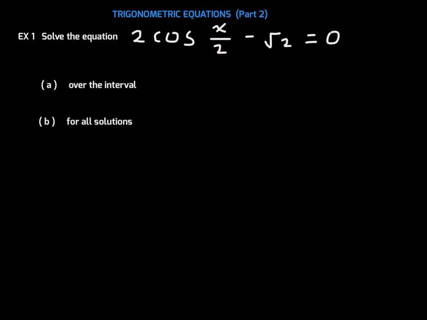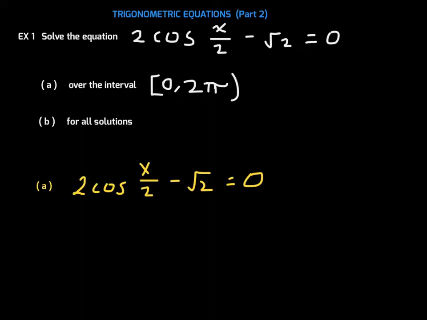But keep in mind, we are solving for x here. The argument happens to be x over 2, but we're solving for x. And there's two parts to this. We're going to first solve this equation for x over the interval 0 to 2 pi. That's the first part of this that we're going to do first. And then, after we're done with that, we'll go to the second part, which is solve for all solutions. So let's go for this first part, part A, solving the equation over the interval 0 to 2 pi.